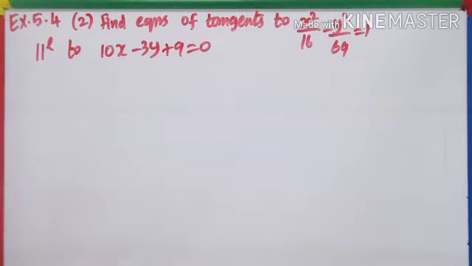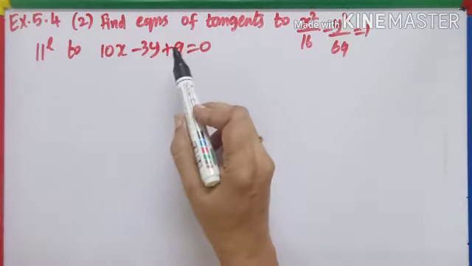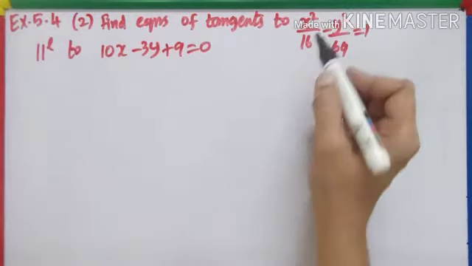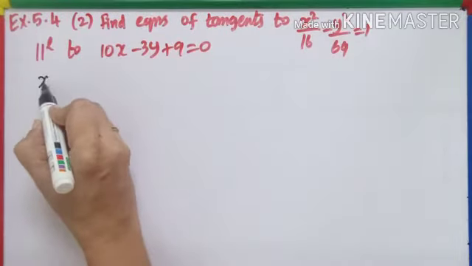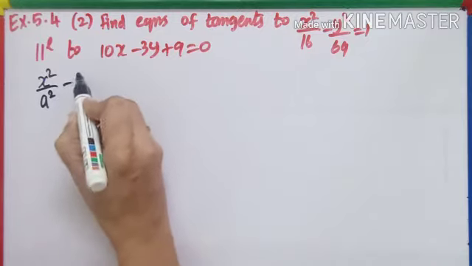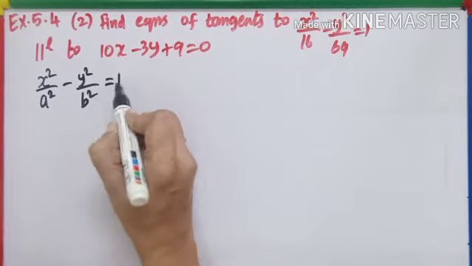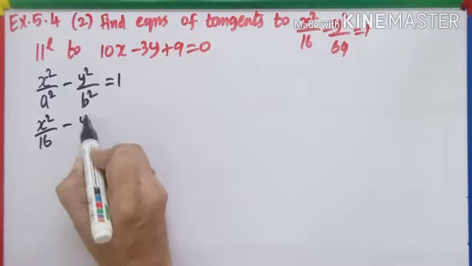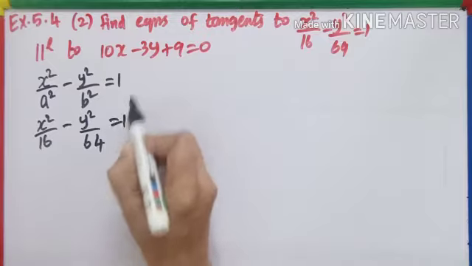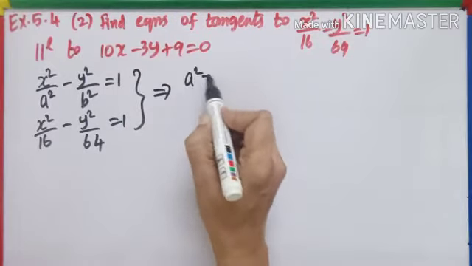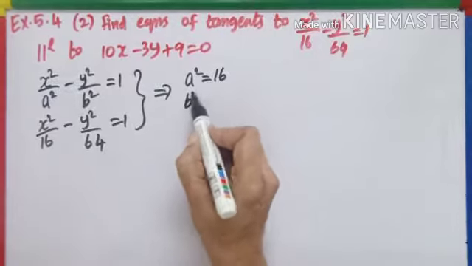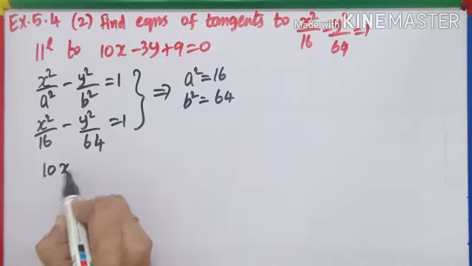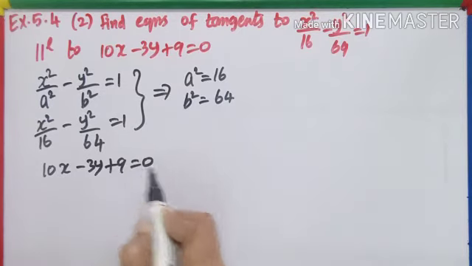Exercise 5.4, question number 2. Find the equations of tangents to the hyperbola parallel to a line. Hyperbola, let us compare with the standard form. x square by a square minus y square by b square equal to 1. Comparing with x square by 16 minus y square by 64 equal to 1. This tells me a square equals 16 and b square equals 64. This line 10x minus 3y plus 9 equal to 0.